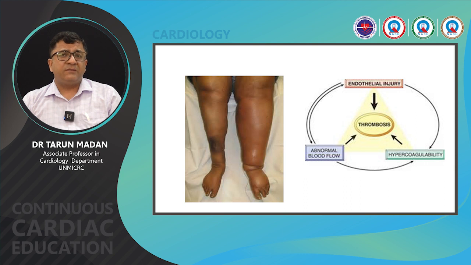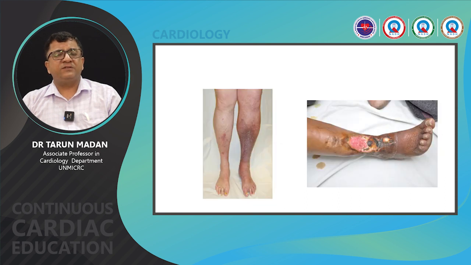Now this is a female who had left leg massive iliofemoral DVT. What is the cause of DVT? There is an endothelial injury, there is abnormal blood flow, and there is hypercoagulability. This is the classic Virchow's triad which leads to thrombosis. So we have to manage each part of the triad.